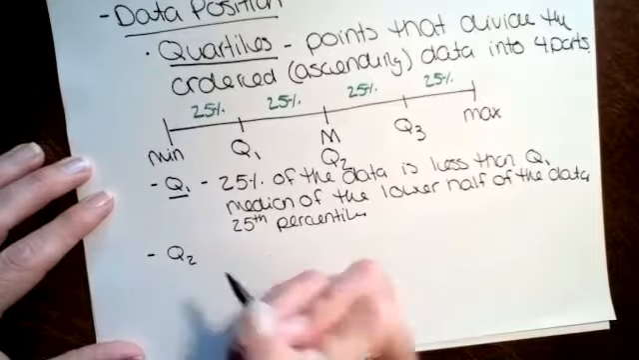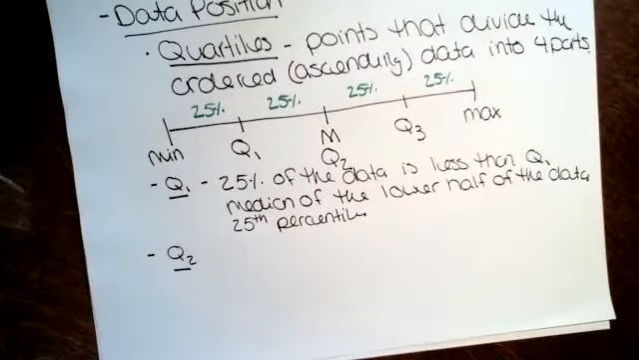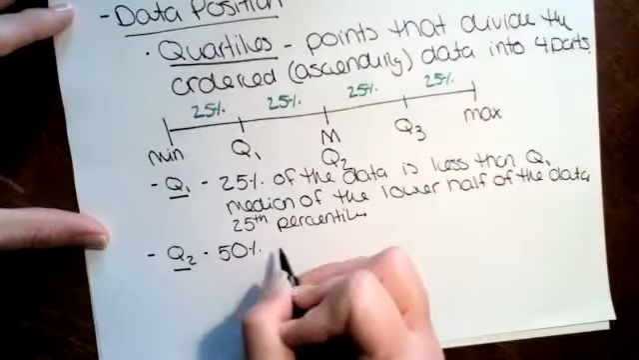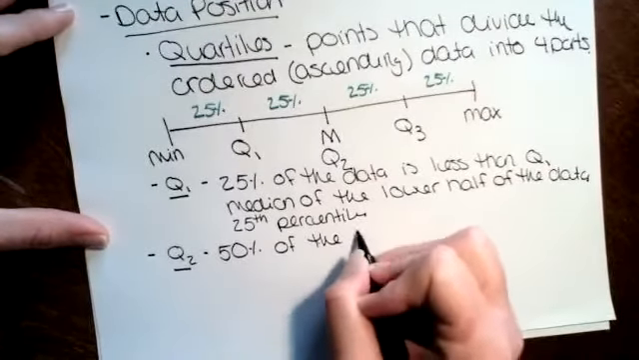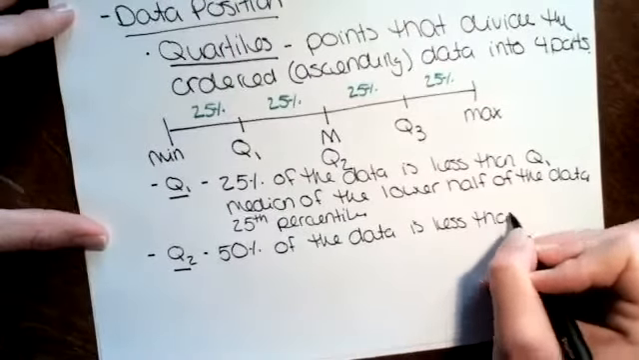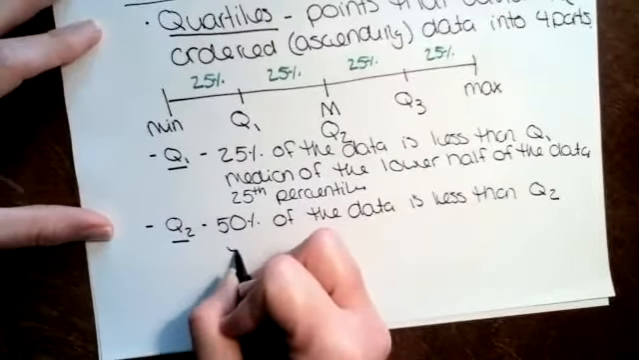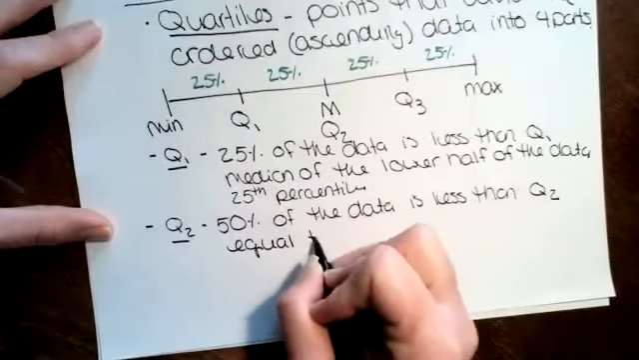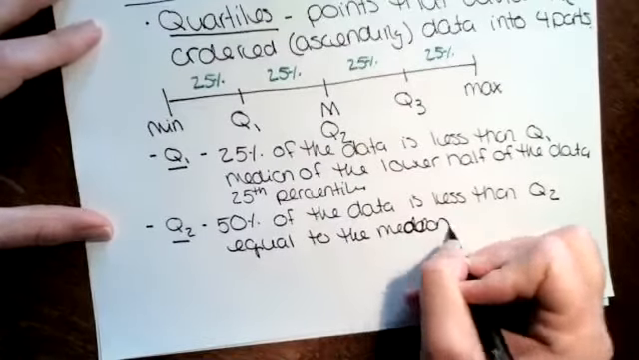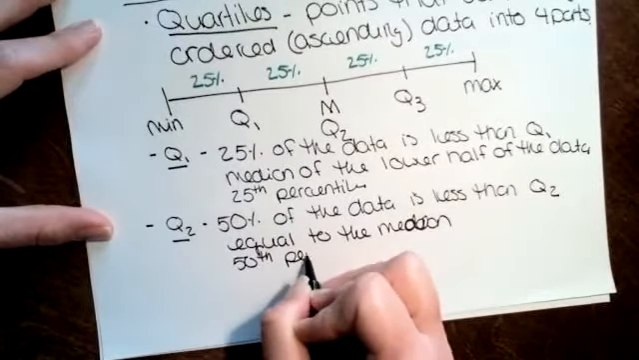Now let's look at quartile 2, which we already know a lot about because it is the median, and we've talked about the median last week. So quartile 2, when I have 50% of the data less than quartile 2, so it is to the left. Quartile 2 is equal to the median. So it is the median. Sorry about that. And this can be called the 50th percentile.